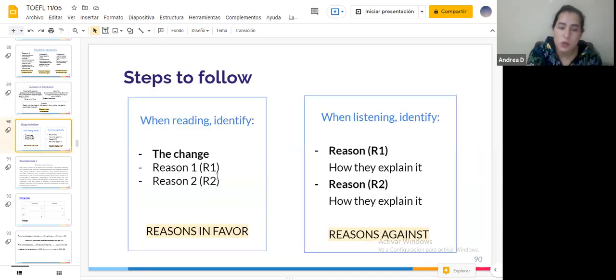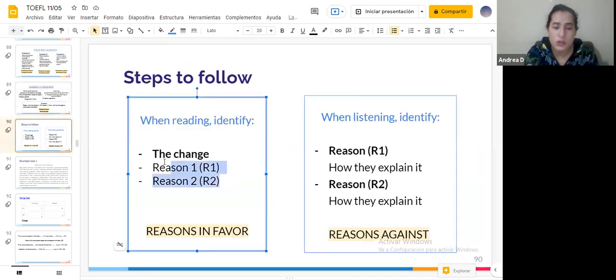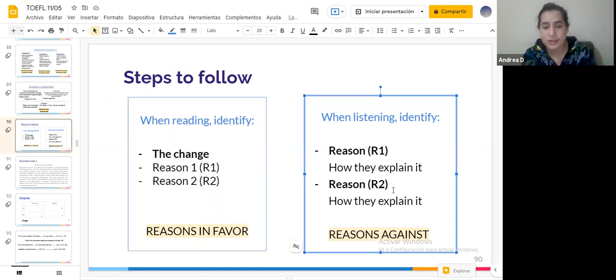So basically you will have a change in the reading and two reasons in favor of the change. And then in the listening, you will have two students discussing the change, and they will provide two other reasons why they are either in favor or against the change. So that's basically it. That's exactly what you're going to be facing always.